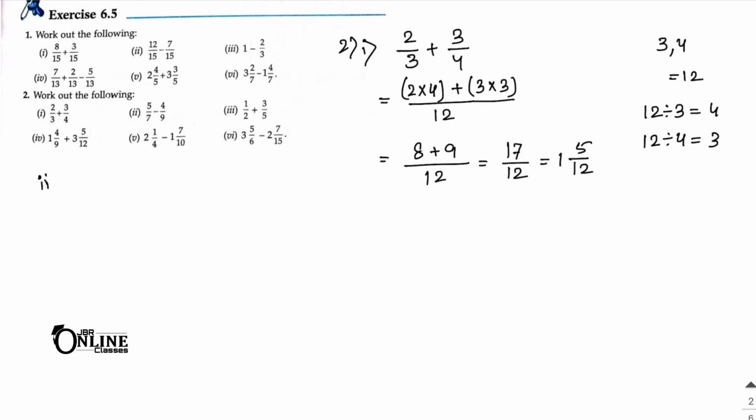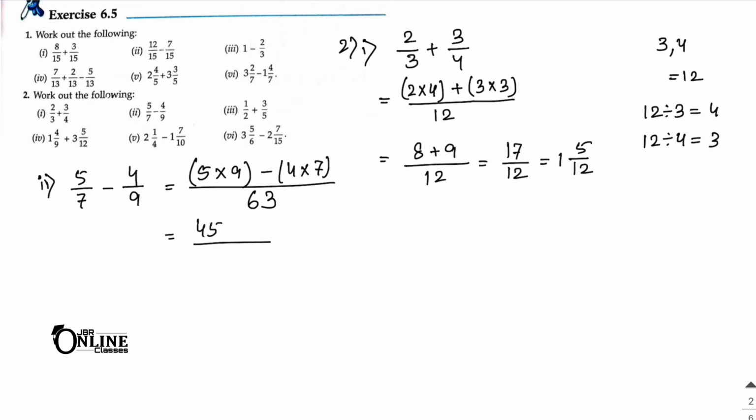Next one, number 2. Number 2, you have 5 by 7 minus 4 by 9. So here the LCM is 7 into 9, that is 63. So first you have to divide 63 by 7, it becomes 9. So that means 5 into 9 here, and then divide 63 by 9, it's 7. So 4 into 7 here. So it will be 45, then 28 by 63, and that equals 17 by 63 as your answer.